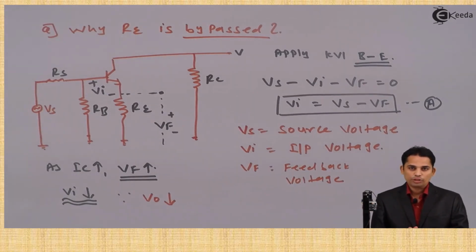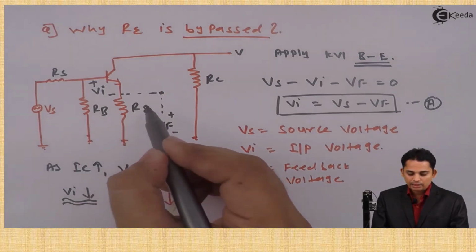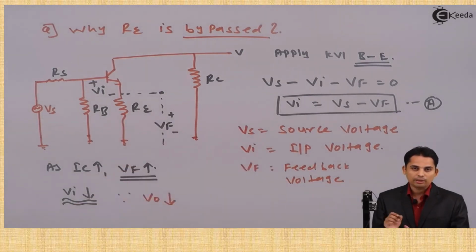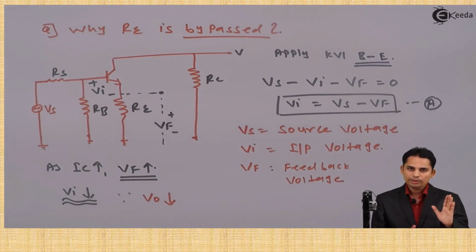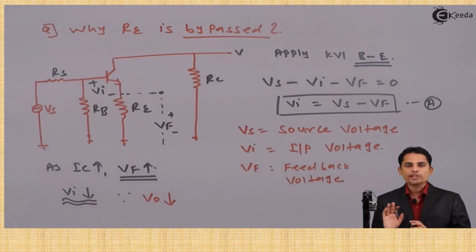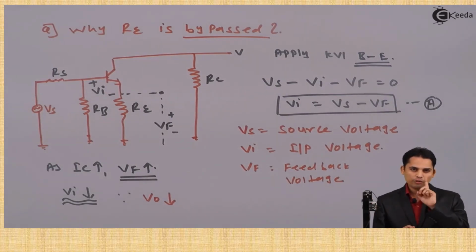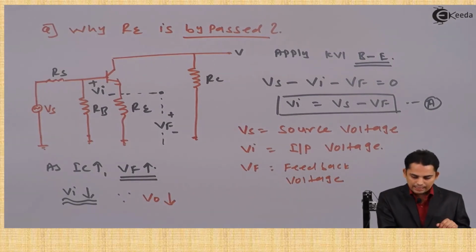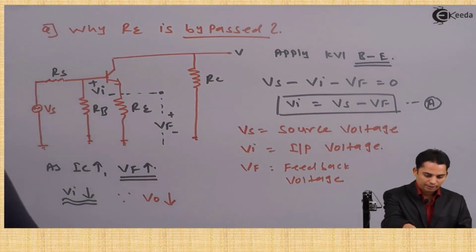This is a very important question, because Re is added in the circuit to provide DC stability. If we remove the Re, then DC stability will decrease, and if we have the Re, DC stability will increase but amplification will decrease. To avoid this situation, what we can do is, we want Re during DC, but we don't want Re during AC. As simple as that. For that, we can do only one thing. We can add a capacitor in front of Re.